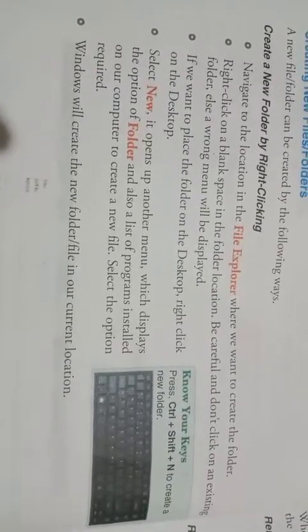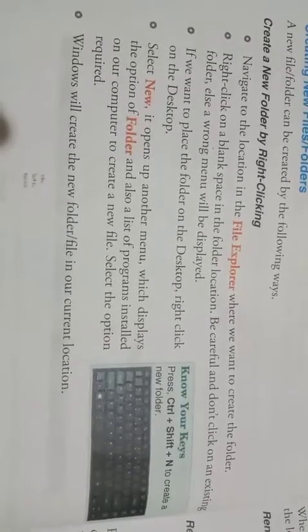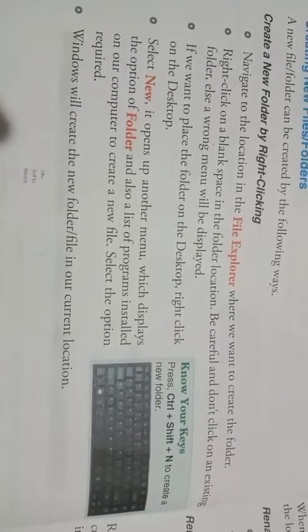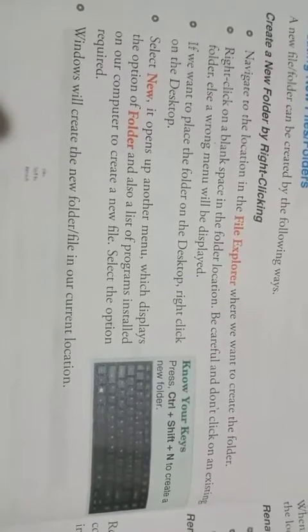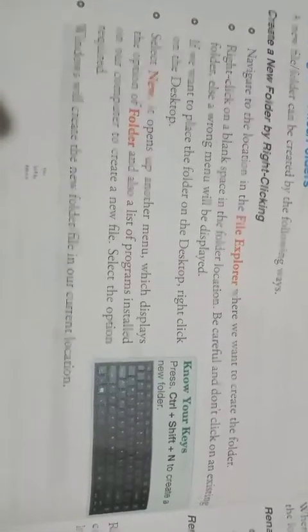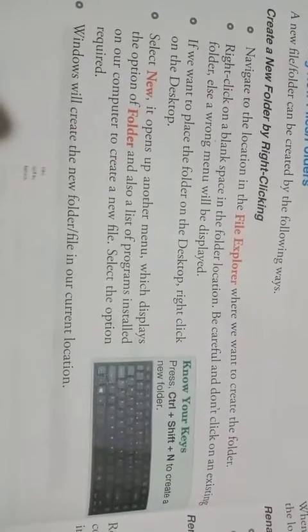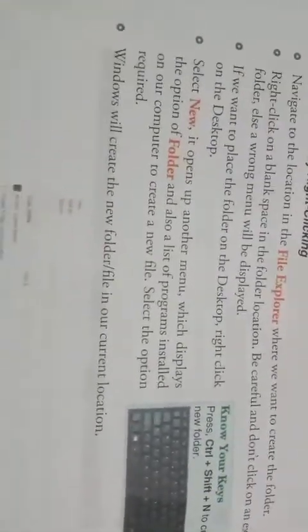Select the New option. All of you know that in a file option we have the first option, New. It opens up another menu which displays the options of folders, and also a list of programs installed on our computer to create a new file. Select the option required, whatever you require. Windows will create a new file or folder in our current location, created automatically.